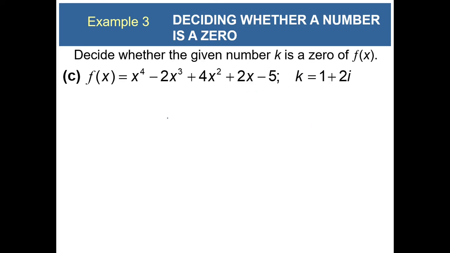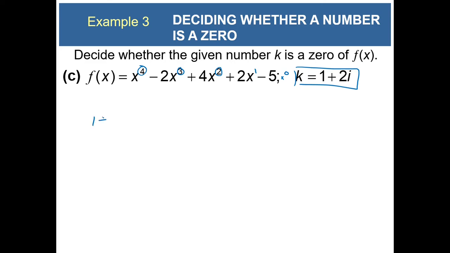Decide whether the given number k is a 0 of f of x. Here we have f of x equals x to the 4th minus 2x cubed plus 4x squared plus 2x minus 5. It does not need a placeholder. We have a power of 4, 3, 2, 1, and 0, so we don't really need a placeholder. So let's use synthetic division when k is equal to 1 plus 2i.